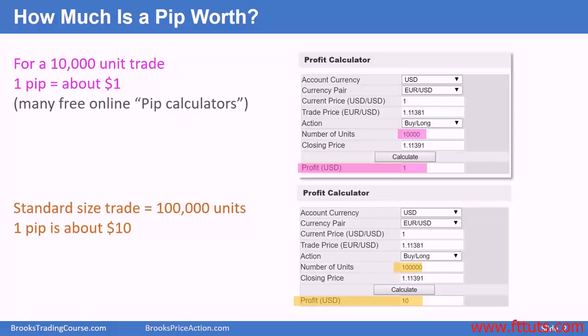You'll often hear traders say that the standard size is 100,000 units. And when that's the case, one pip is $10. Standard does not mean everybody trades 100,000 units. In fact, most traders probably do not trade 100,000 units. In the Forex market, there are so many different participants. Every imaginable size is traded.